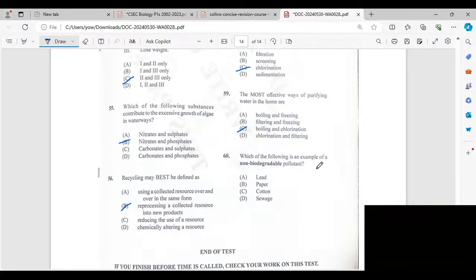And 60. Which of the following is an example of a non-biodegradable pollutant? The answer would be A, lead. And with that, that is the end of your paper. You should be happy. Beautiful stuff.